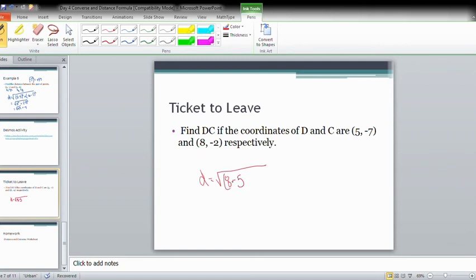Change in x, 8 minus 5 squared, plus change in y, -2 minus a -7 squared, 3 squared, plus 5 squared, gives me 9 plus 25, which means square root of 34.